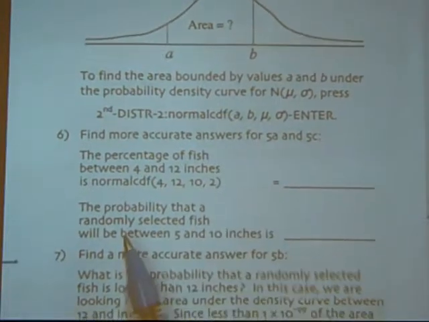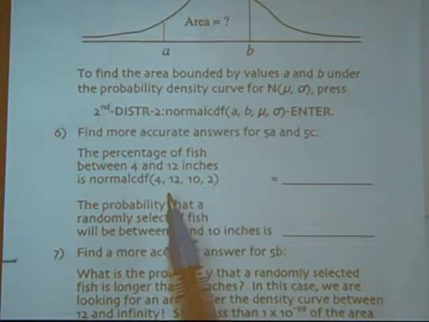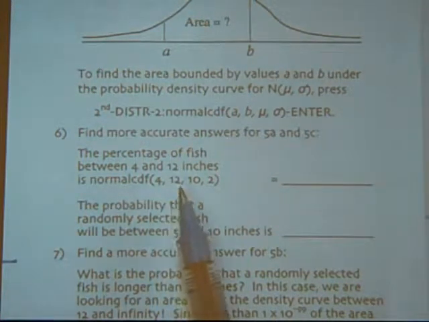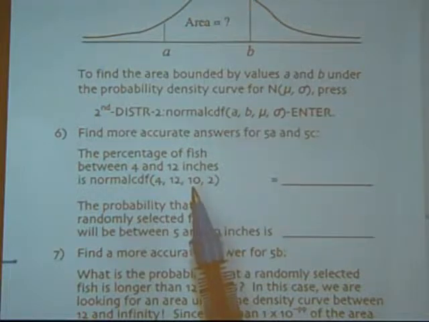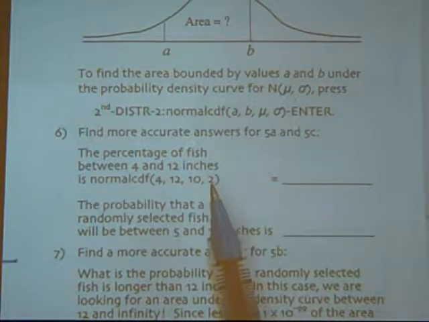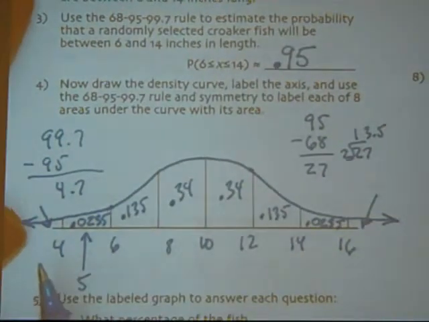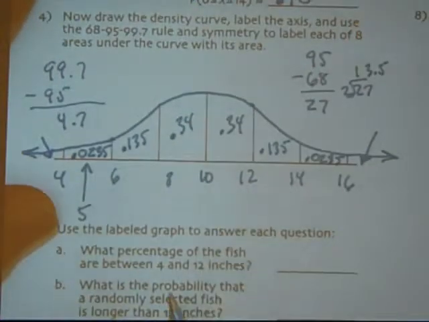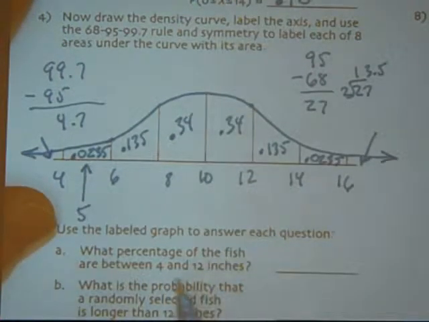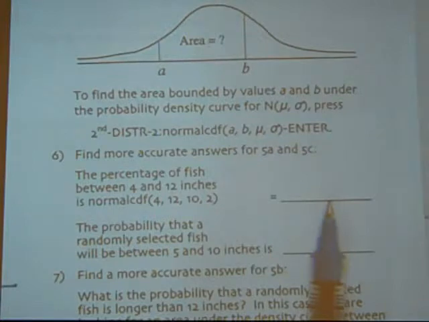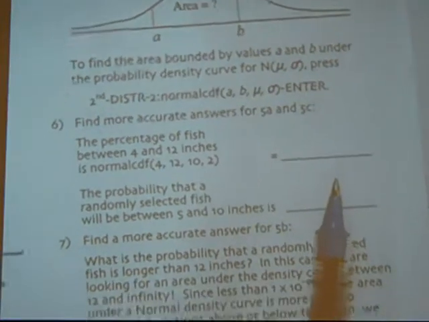So in this case, to find the area between 4 and 12 inches, or the number of fish between 4 and 12 inches, normal CDF 4, 12, the mean of the distribution is 10, the standard deviation of the distribution is 2, and hit enter and you'll get this. The area between 4 and 12, basically you got this right here using the rule, and you'll find that the answer here is not quite exactly the same. It's a little more accurate because the calculator's got a little more accuracy than the rule of thumb.